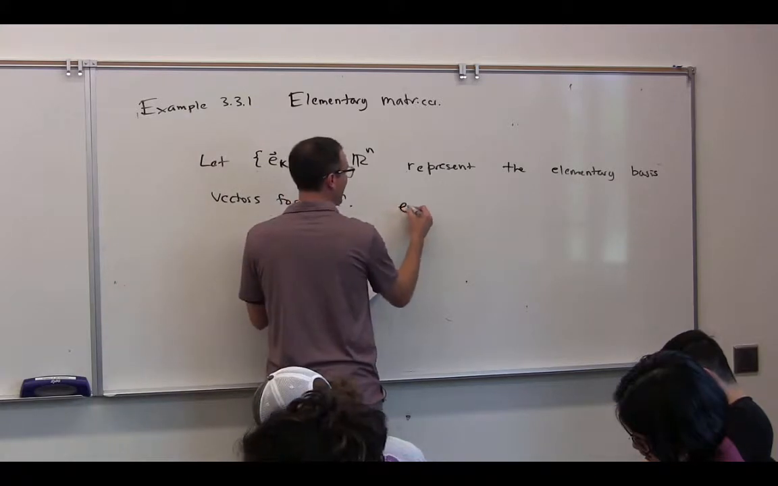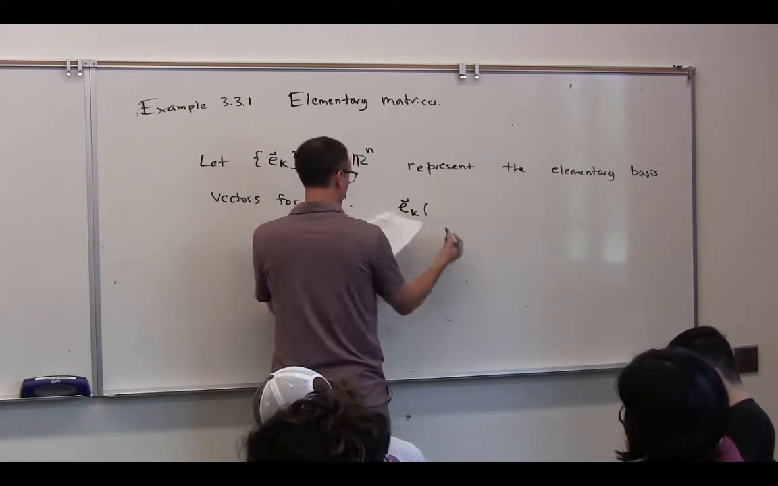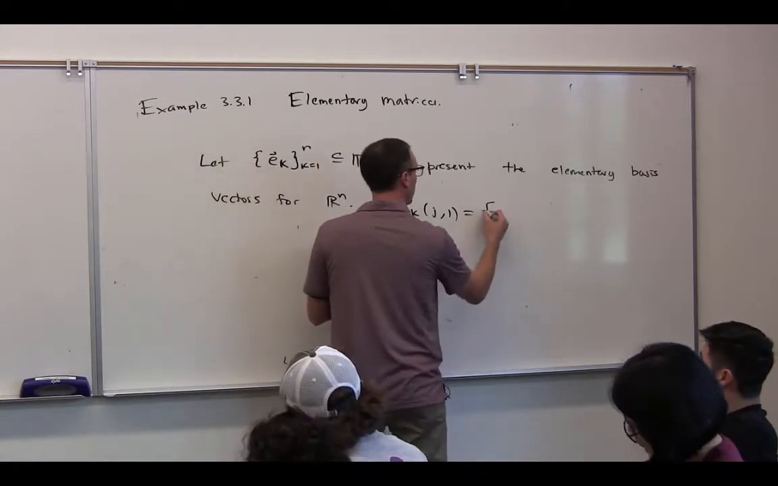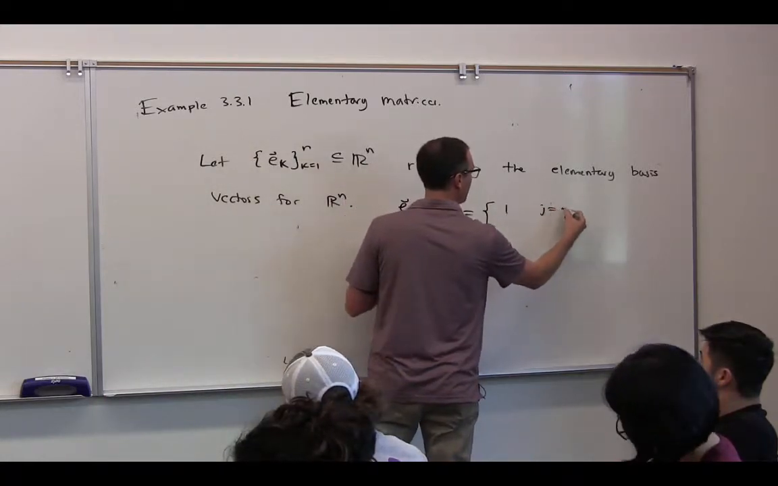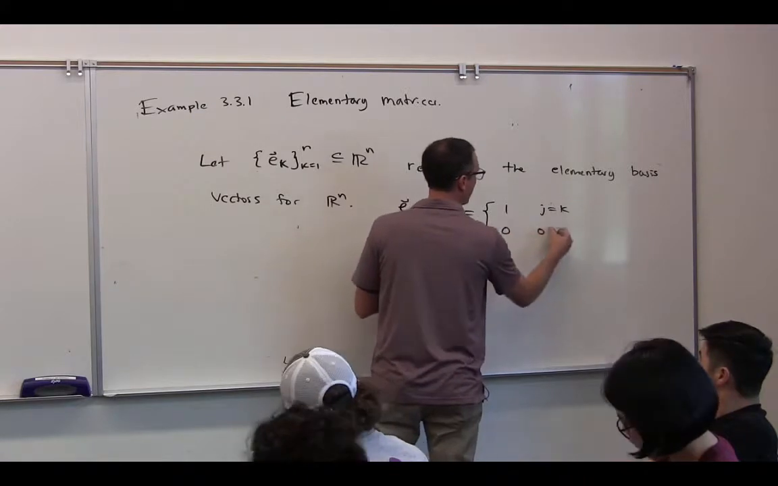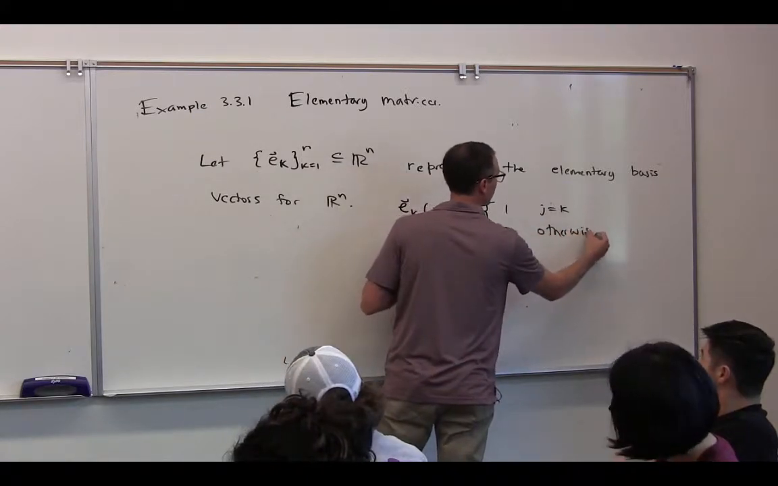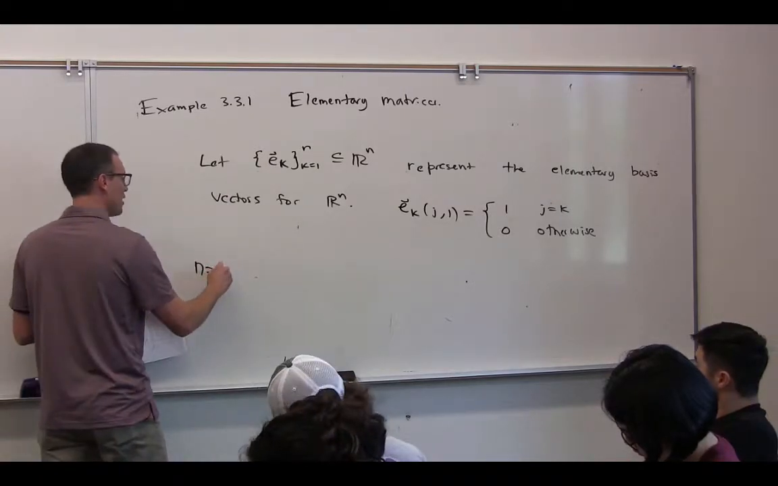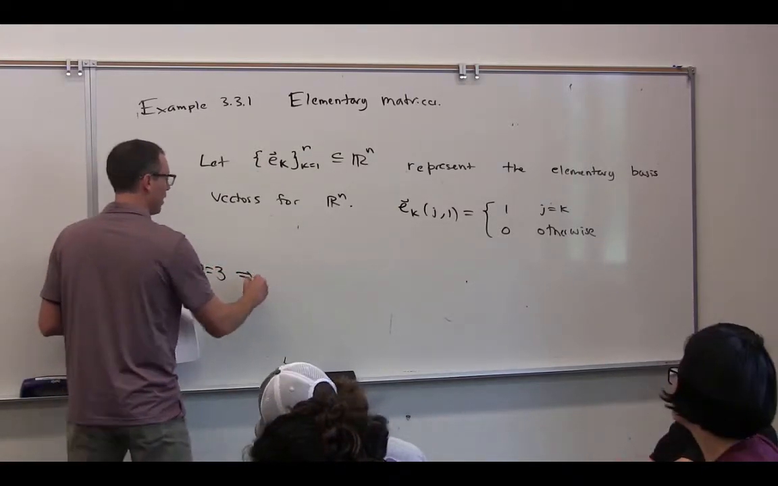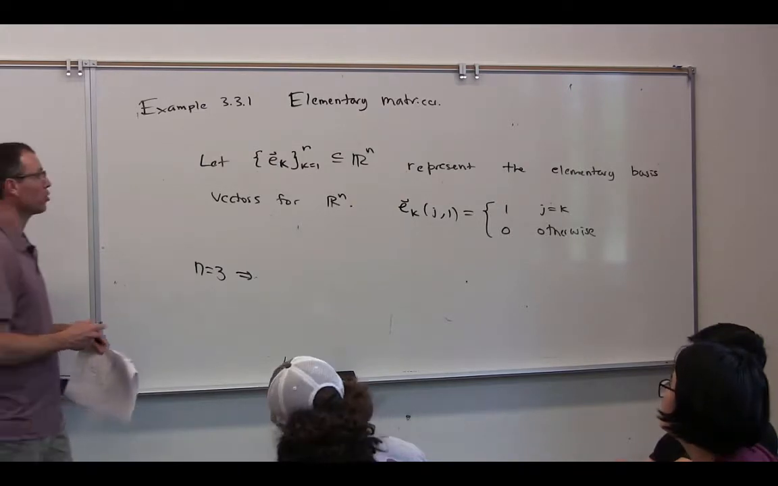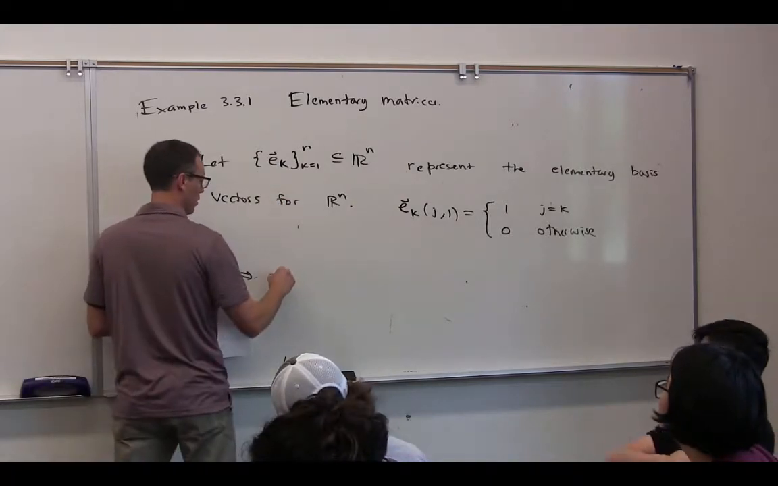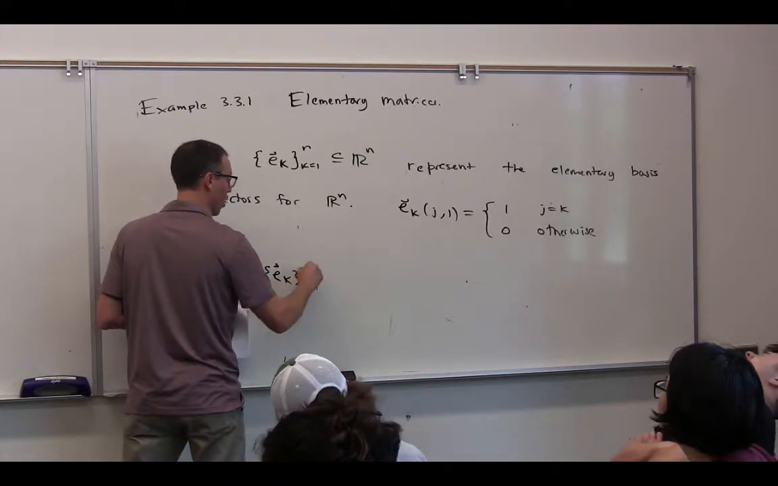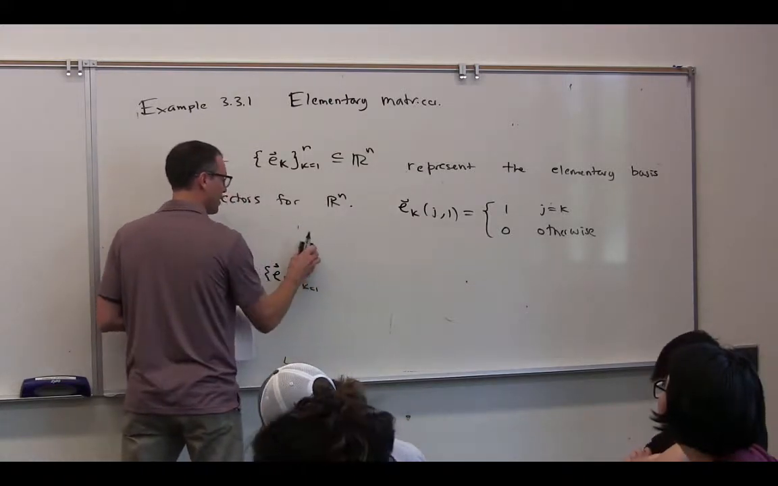We will say that E sub k, if I look at the jth coordinate of this basis vector, we're going to call it 1 if j equals k and 0 otherwise. If n is equal to 3, how many basis vectors would I have? My set would be k goes from 1 to n. Well, what is n in this case?